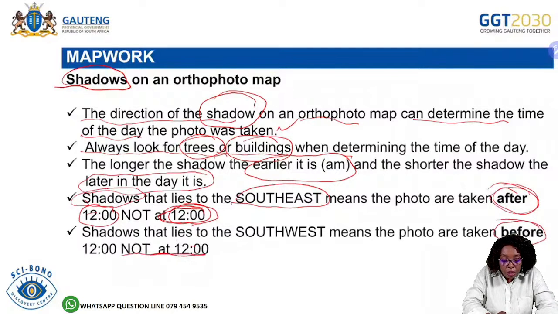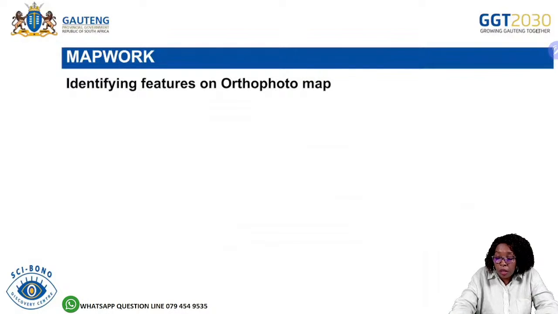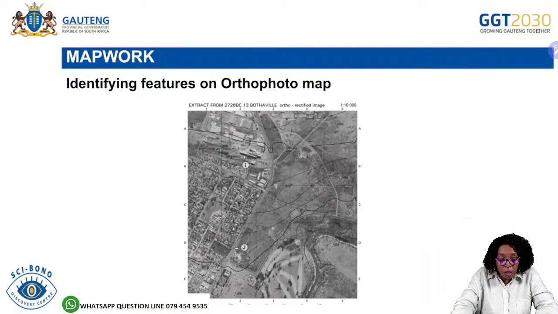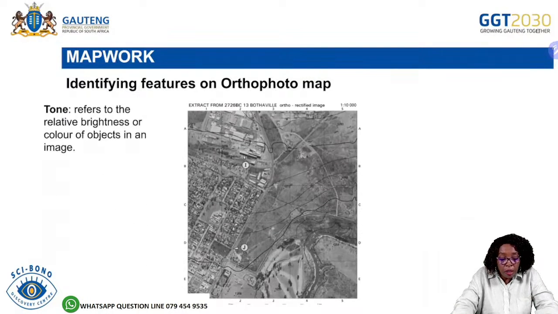So we don't have aerial photographs that are taken at 12, because the shadows would help us to determine some of the features on the aerial photograph, which is used to draw an orthophoto map. Okay, these are the features of the orthophoto map.